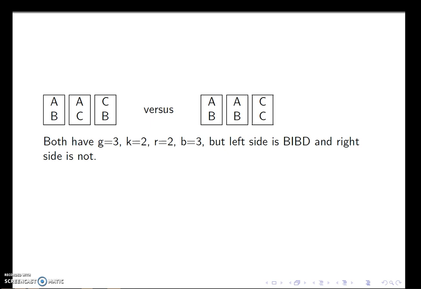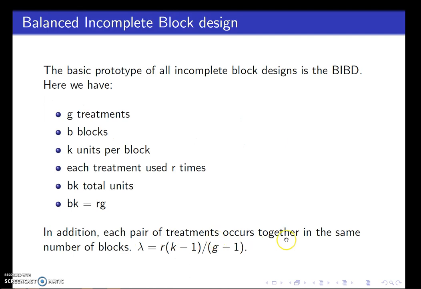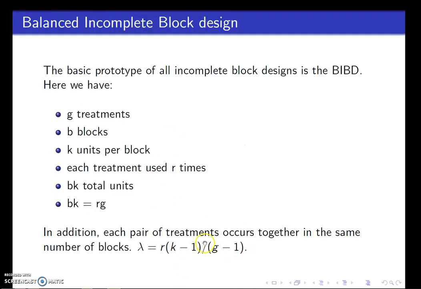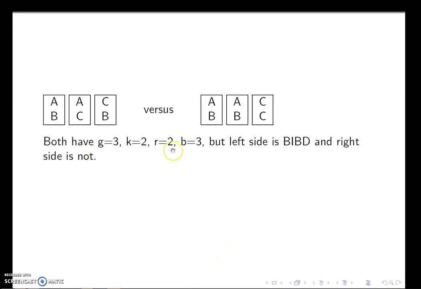Well, think about replication of the treatment pairs, this idea of the pair of treatments occurring in the same number of blocks. Here we get AB, one treatment pair occurring in a block, AC appearing in a block, and BC appearing in a block. And if we do that ratio of R times K minus 1 over G minus 1, that's this lambda here. So R times K minus 1 divided by G minus 1, that actually is 1, right? We get R times K minus 1, which is 1, divided by G minus 1, which is 2. So we get 2 over 2, which is 1.